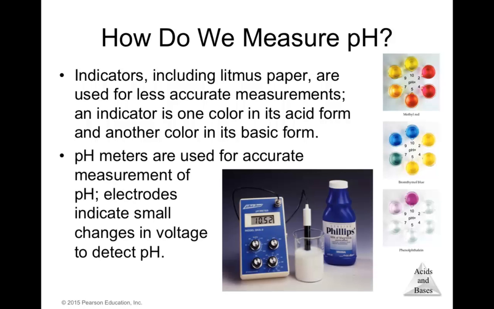Also, we can use pH meters. These are for more accurate measurements of pH. We have electrodes that indicate small changes in voltage to detect the pH. So you can take this electrode and put it in a solution, and it will read the pH of that solution. In this case it is 10.52.